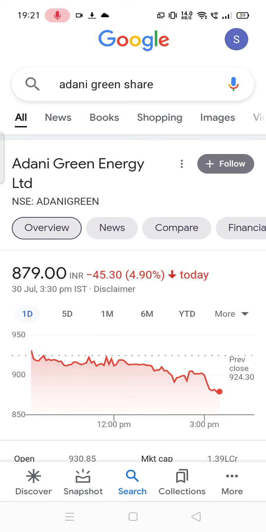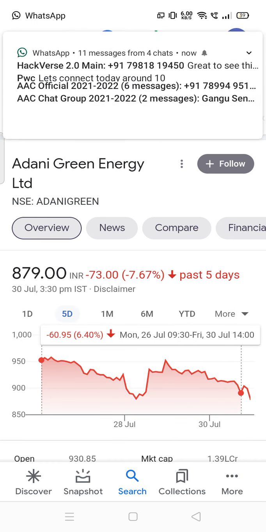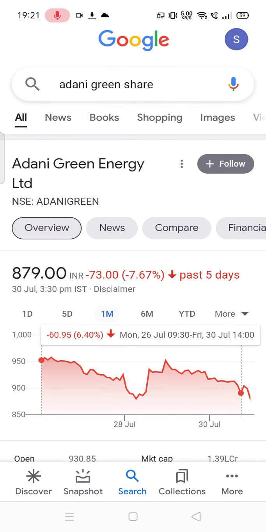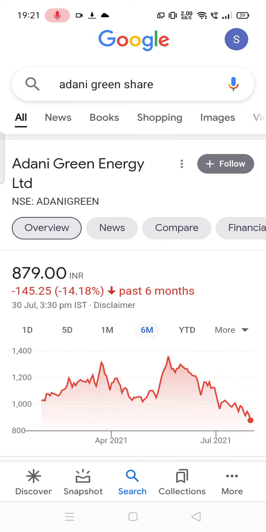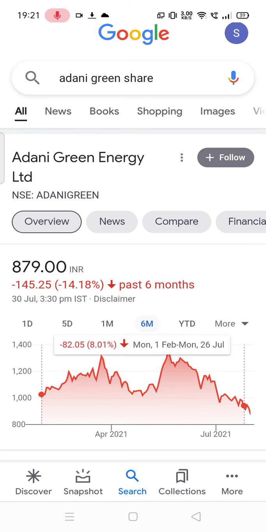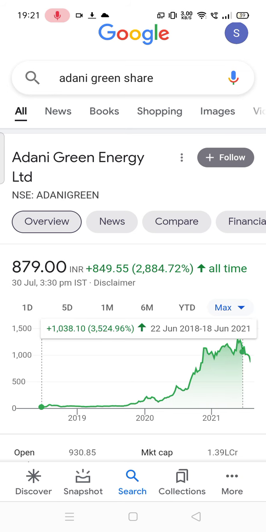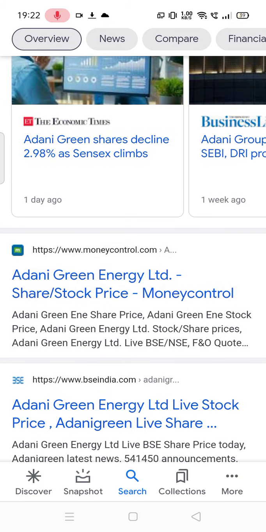So one day -4% return, then 5 days 7% return, and then in 1 month the company has shown 17% negative return, and in 6 months it has shown 14% negative return. But when you look at the long term chart pattern, the company has shown 3000% return in just 2 years. In fact, at one time the total return was 4100%. So let us look at the debt to equity ratio of this stock.